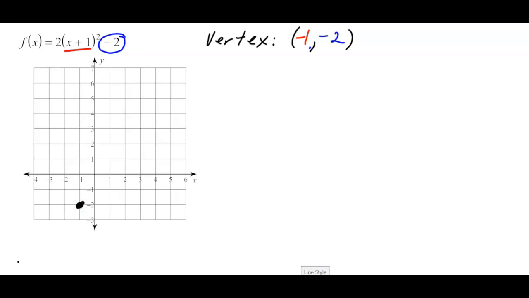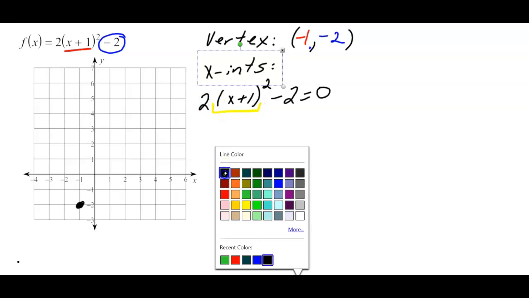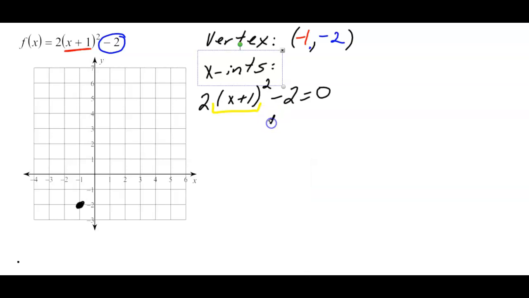Okay, and then we're going to go ahead and find our x-intercepts. So what you're going to do for that is take your equation and set it equal to 0. You're going to solve by taking square roots because this is in vertex form. So we want to get this part by itself first. So undo any addition or subtraction first. So you want to go ahead and add 2 to both sides.